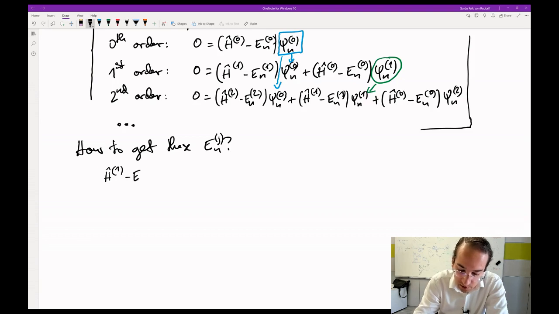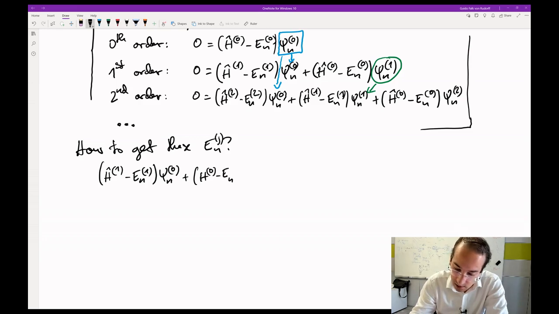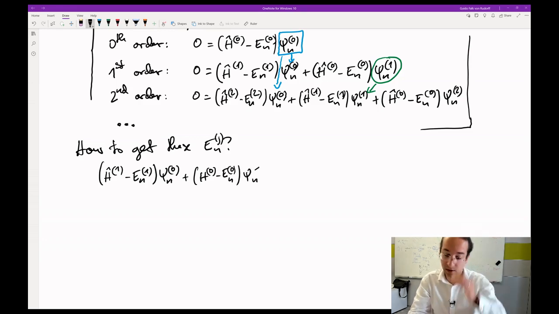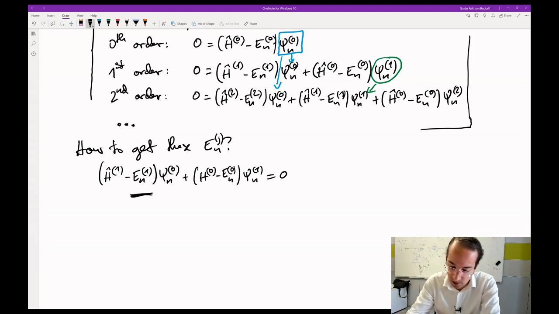So this would be the perturbed Hamiltonian times the unperturbed wave function, plus the zeroth order energy times the first order perturbed wave function. Okay, so this is the same expression that we had before. So the question is, we would like to get this one here. So this one is what we want, because this one is what we have. So there's no surprise.